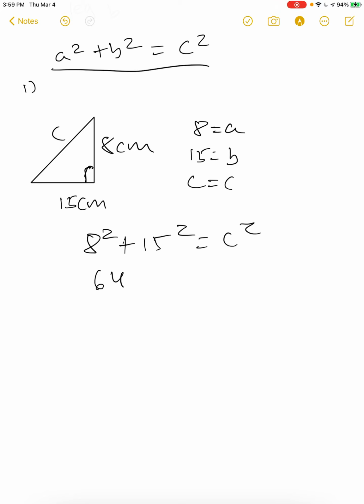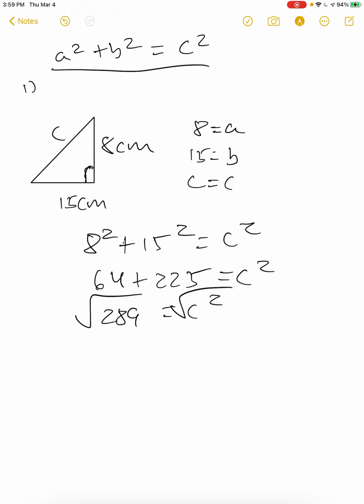So when we do that, 64 plus 225 is going to equal C squared. And you're going to get 289 is equal to C squared. Then when you take your calculator out, take the square root of both sides, you're going to get that C is equal to 17 centimeters.